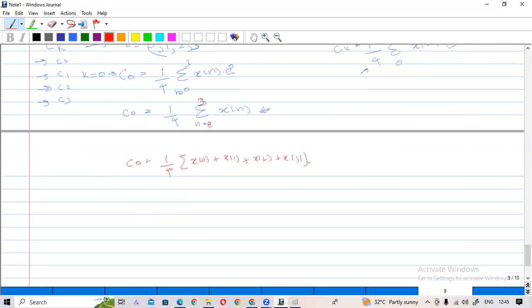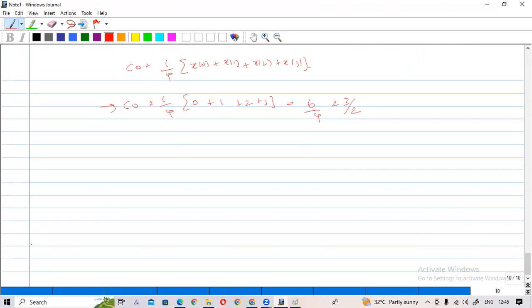So you have the c naught value 1 over 4 times 0 plus 1 plus 2 plus 3, which is 6 by 4. That is 3 by 2. So that is c naught.